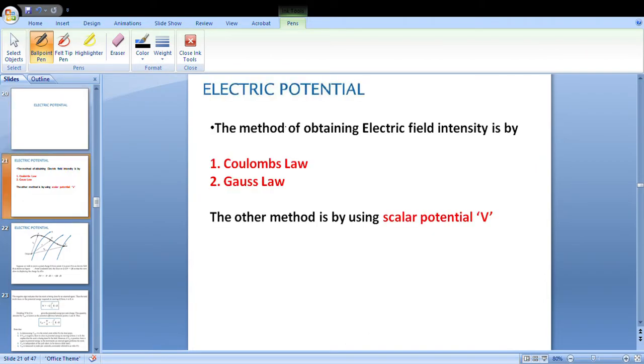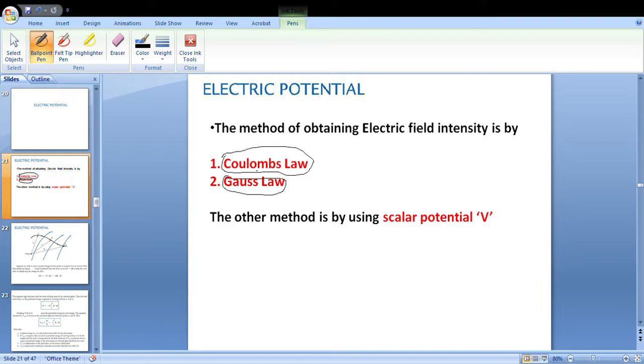Electric potential. So until now, whatever we have discussed is one is Coulomb's law and the other one is Gauss law, right? So in Coulomb's law, we have discussed how to find the force when two charges are given. We will be able to calculate what is the force exerted on each other by applying the formula given by Coulomb's law, right?